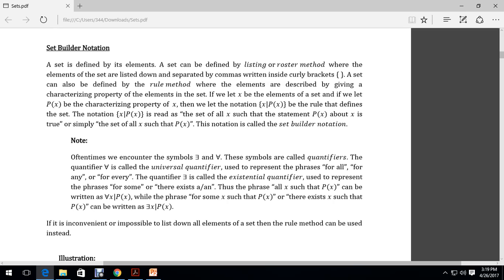Thus, the phrase all x such that P of x can be written using the universal quantifier, wherein we have replaced the statement for all x using the universal quantifier. While the phrase for some x such that P of x, or there exists x such that P of x, can be written using the existential quantifier. Now, if it is inconvenient or impossible to list down all the elements of a set, then we can make use of the rule method to define a given set.